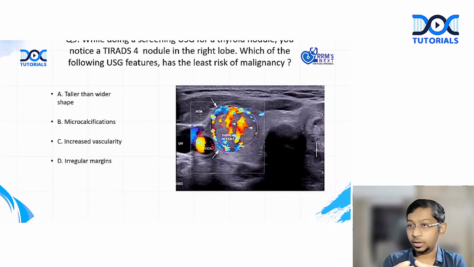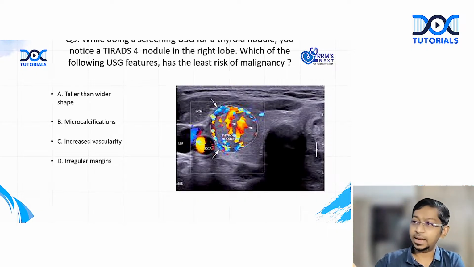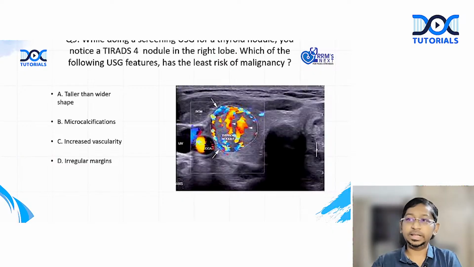Probably I would say taller than wider. You can't see microcalcification in the picture. Of course, you can see the height is more than the width. So this is a taller than wider, solid, maybe an isoechoic nodule with increased vascularity.